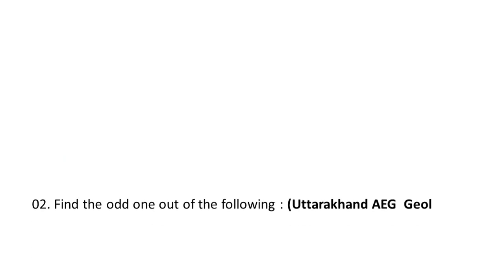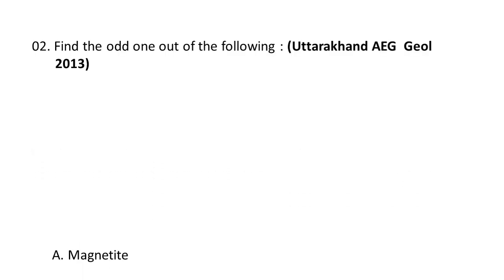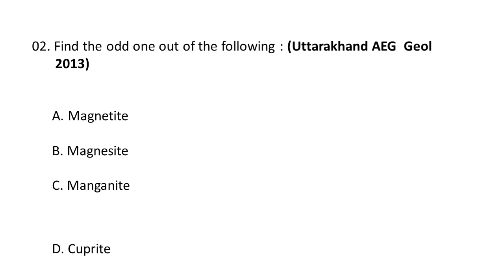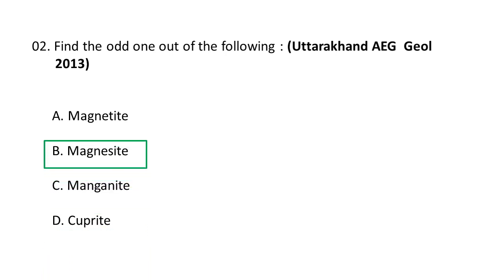Next question. Find the odd one out of the following. The choices are A. Magnetite, B. Magnesite, C. Manganite, D. Cuprite. So the correct option is B. Magnesite, because magnetite, manganite and cuprite are all oxide minerals, whereas magnesite is a magnesium carbonate.